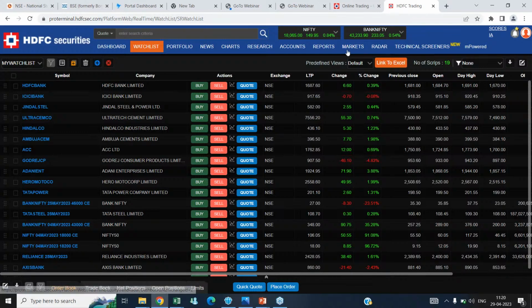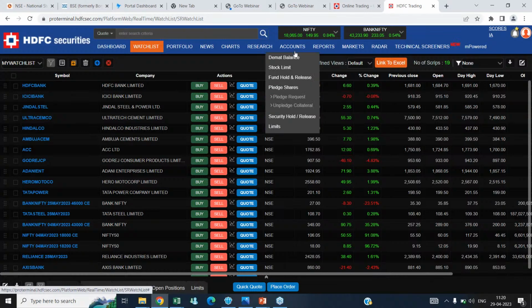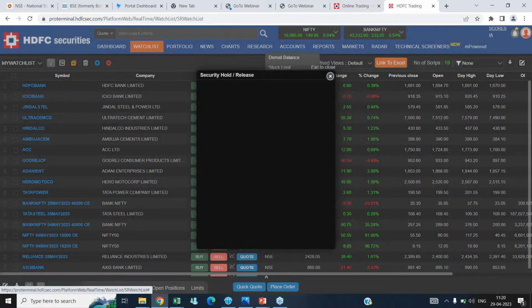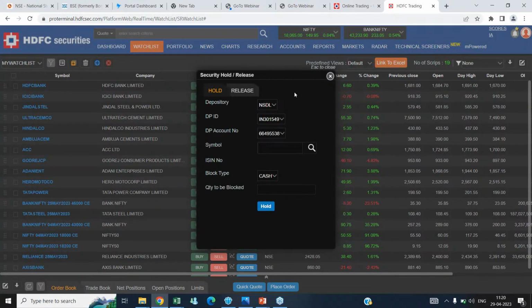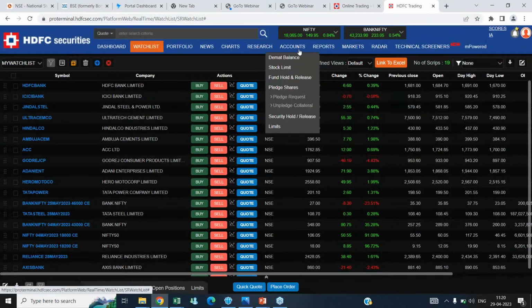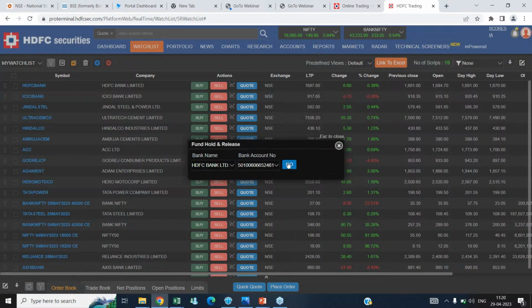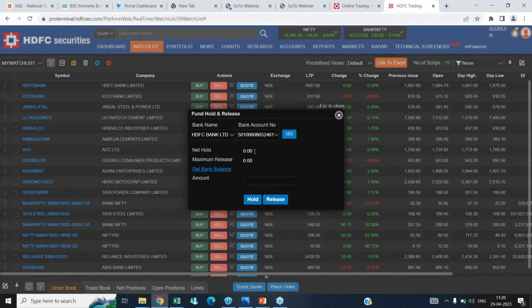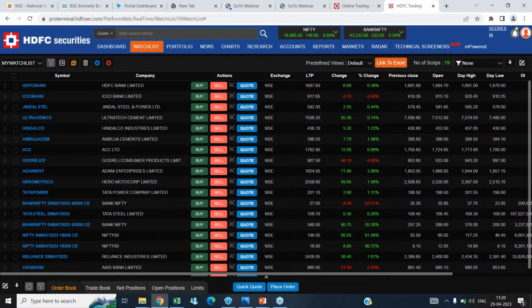Now, how to transfer the funds, I know you will be knowing it, but I will just explain. Go to accounts, and in fund, hold and release, you will be shown the account from which you want to transfer the fund, from the bank account to the trading account. You can select the amount, whatever fund you want to transfer. Suppose you want to transfer 5,000. I will just click on hold, and once I click on hold, this amount will be transferred from my bank account to the trading limit. So this is how easy the order slicing feature is.